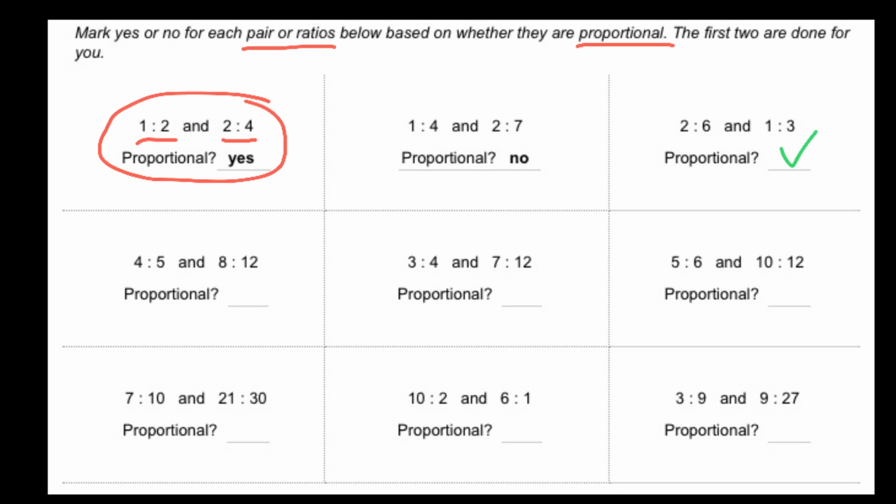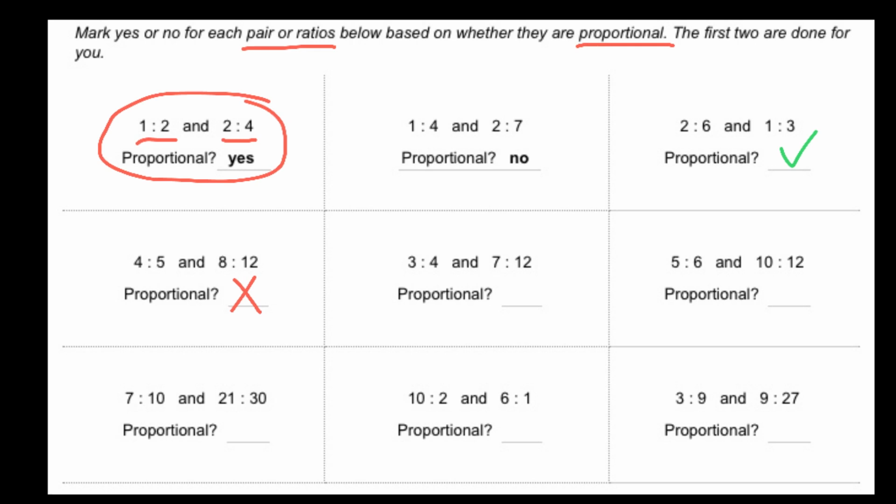Now let's consider this proportion. So 8 is twice bigger than 4, but here we should have 10 in order for these two ratios to be proportional, but we have 12. So we can say that these two ratios are not proportional.